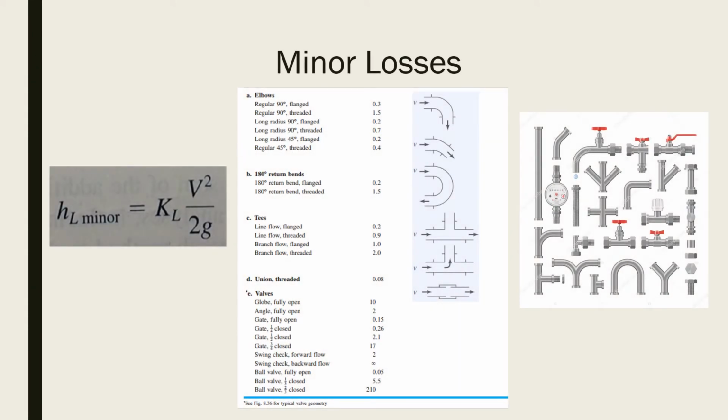Minor head loss, on the other hand, is calculated using a different formula. HL minor is equal to the loss coefficient times velocity squared over 2 times the gravitational constant. The loss coefficient is determined on an individual basis, meaning you would need to calculate this for each problem you do. In the middle of the screen, I've attached a graph showing the loss coefficients for various elbows, bends, T's, and valves. This graph is very useful when working out problems in fluid mechanics.